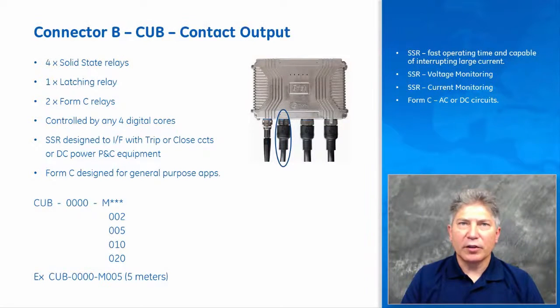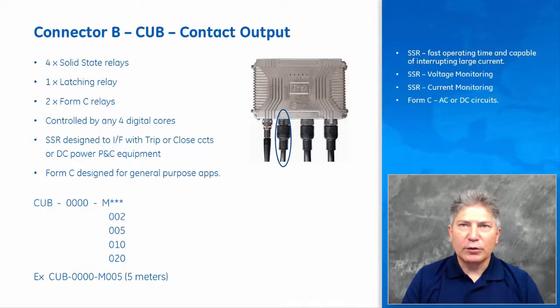Connector B is the location of the contact outputs within the brick. Each brick contains 4 solid-state relay contact outputs. Each SSR contact output is designed to interface directly to a breaker, switch, trip, or close circuit, or to DC-powered conventional protection and control equipment. These outputs feature very short operating times and are capable of interrupting large, highly inductive DC currents. Solid-state relays are polarity sensitive and have both voltage and current monitoring.